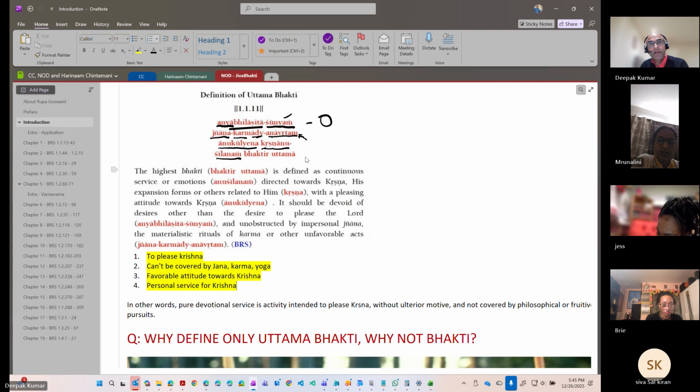Number two, jñāna-karmādy-anāvṛtam. Would you say that the jnana and the karma aspect, what we are doing, is putting a covering on top of the bhakti or not? What do you have to say about that? I don't think that I have any intentions of gaining anything in those categories when acting in bhakti. Okay.